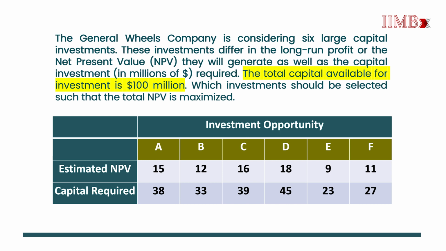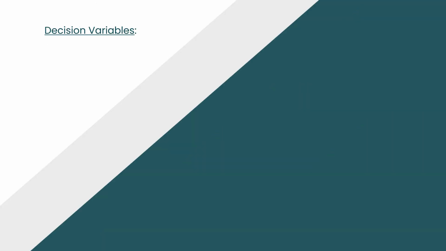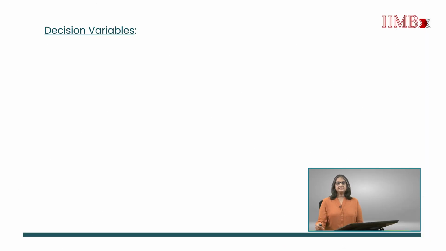Now, the question that we would like answered is which investments should we select such that the total NPV is maximized? So what kind of decision variables do we need to introduce? Well, we are asking for a yes-no decision. We are saying, should we take project A or not? Should we take project B or not? And so on for all the 6 projects. So since this is a yes-no decision, it's a binary variable that we need for each one of these decisions.